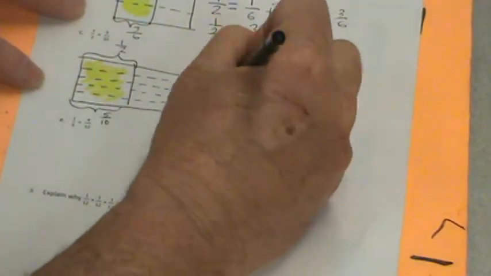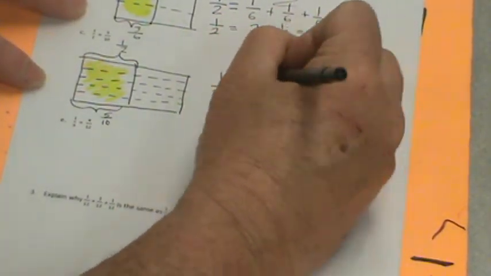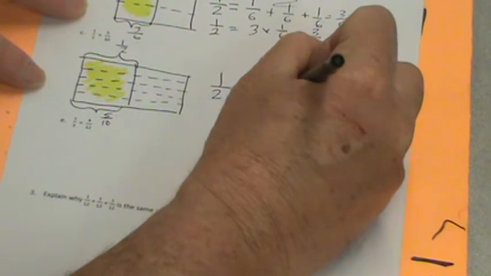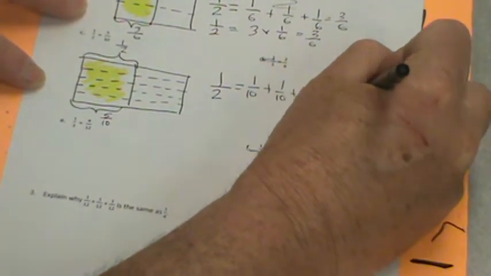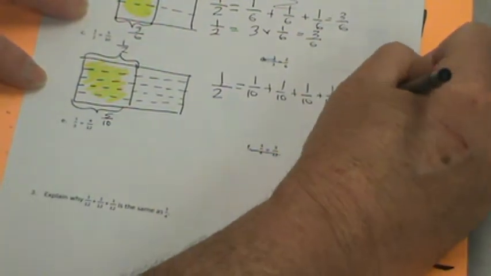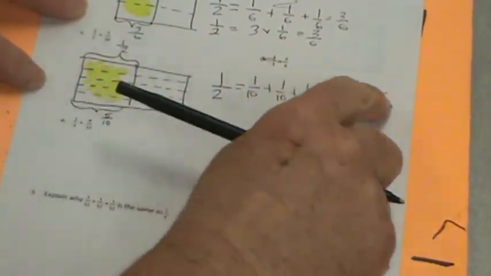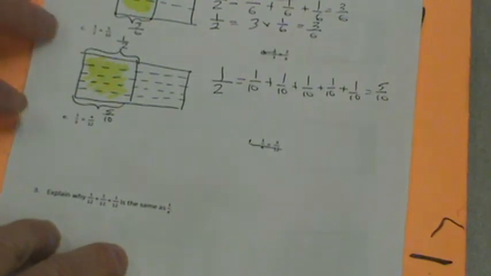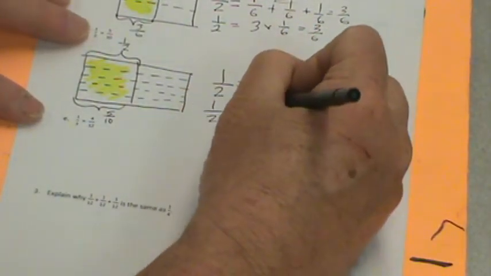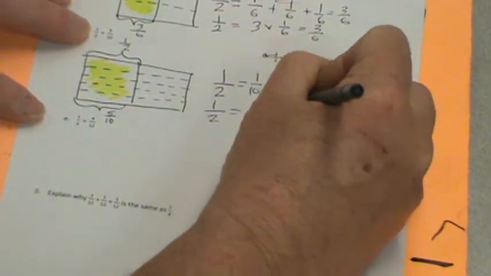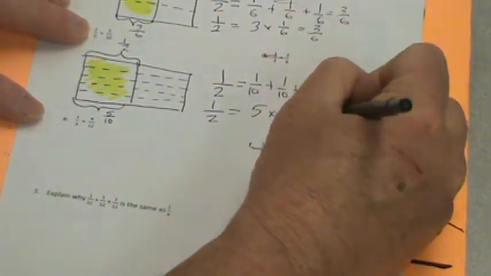So we could say 1/2 equals 1/10 plus 1/10 plus 1/10 plus 1/10 plus 1/10 equals 5/10. 1, 2, 3, 4, 5 equals 5/10. And there we have it. Oh wait, multiplication. 1/2 equals 5 times 1/10, which equals 5/10. That's how it's done. Send it down here to 1/3.